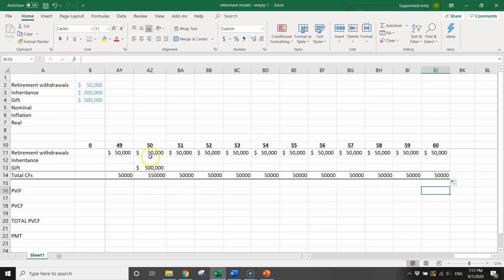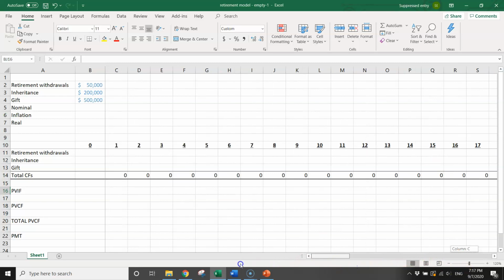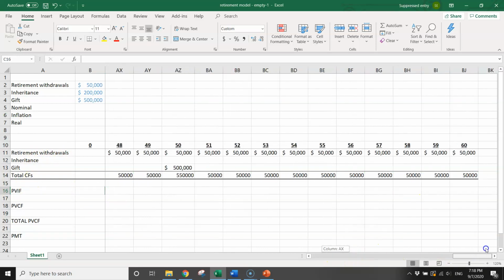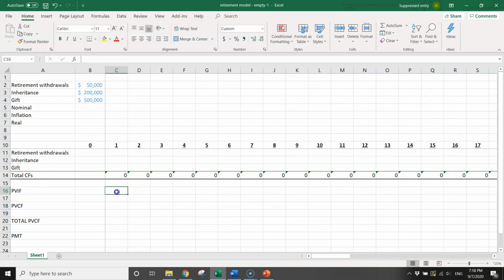Let's check the cash flow in the year 50. So in year 50, the retirement account needs to provide $50,000 for the regular withdrawal and an additional $500,000 as the gift. So in total, the retirement account will provide $550,000 to outside. So now we have a clear picture of the cash flows we want to target for this retirement account. Then we want to calculate the present value of these target cash flows.